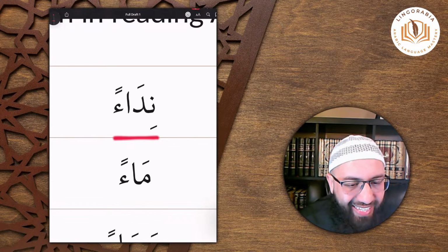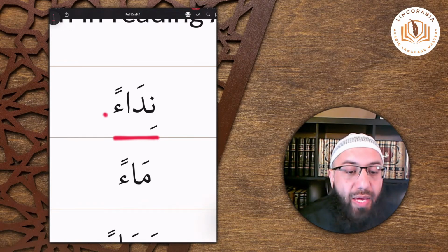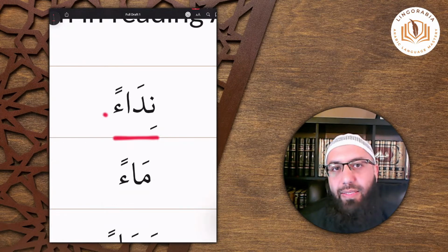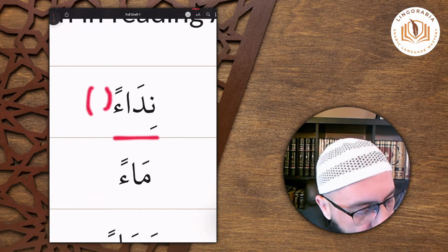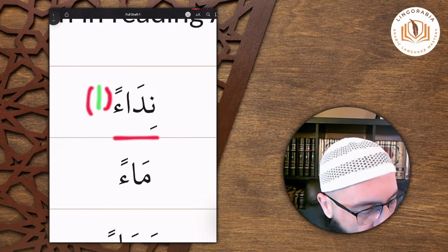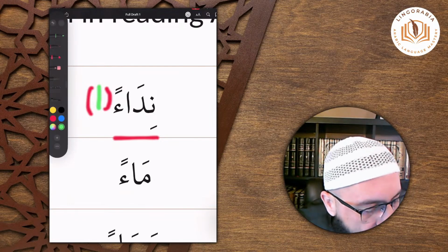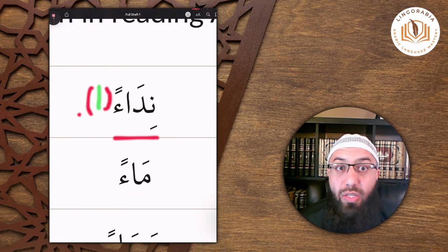Okay. Some of you got it right. So guys, in this case, when we stop, what do we do? When we continue, obviously, we say nida'an. But when we stop, we act like there is an alif there. When there is a stop, we act like there is an alif. And this is an exception only with the hamza.